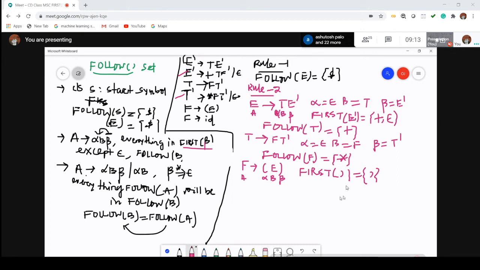Hence I have to write follow of B. What is the value of B here? Capital E. So follow of E equal to right parenthesis. But previously we got follow of E equal to $. Now we get follow of E equal to right parenthesis. So what is the total follow set? You can say that follow of E equal to right parenthesis and dollar. Previously you got dollar, now we get right parenthesis, and the total follow set is both of them, that is right parenthesis and dollar.